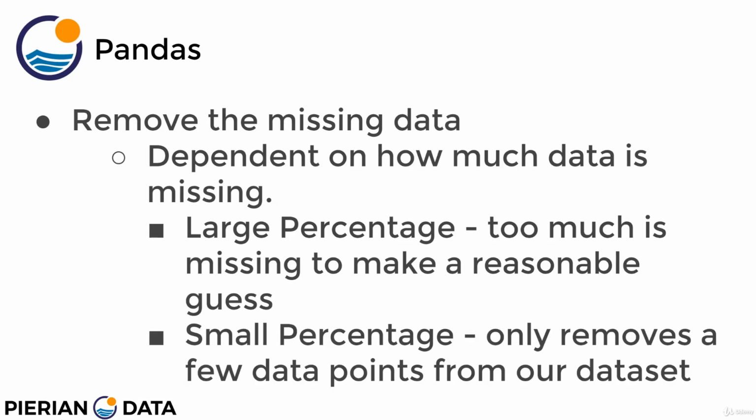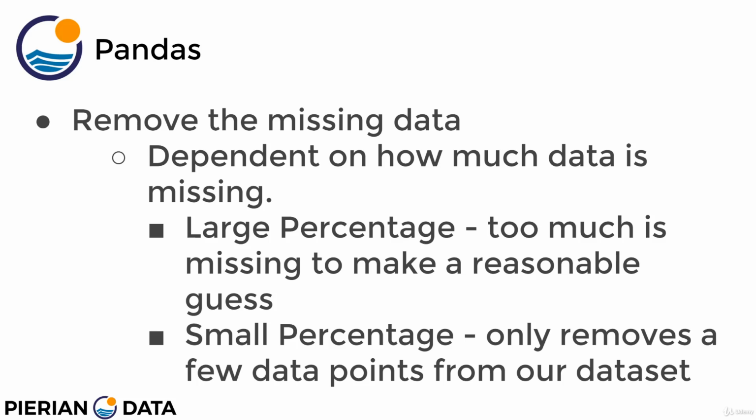The second option is to remove the missing data. Whether or not this is a valid choice really depends on the situation, the overall goal, and also it strongly depends on how much data is missing. Let's think of it in the context of a feature column in our data set. If we're missing a large percentage of this column, for example, let's imagine that we're missing 95% of all the values for this particular feature column, then we're missing too much to actually make a reasonable guess as to what those values should be. So we should probably just drop that column to begin with.